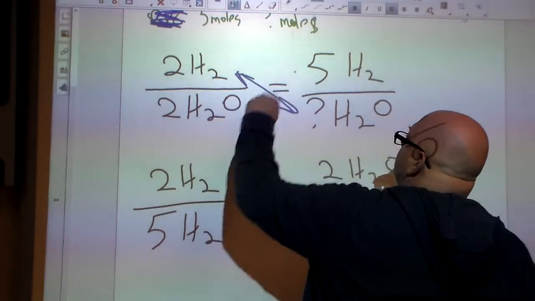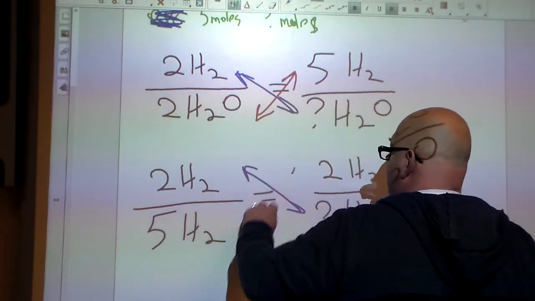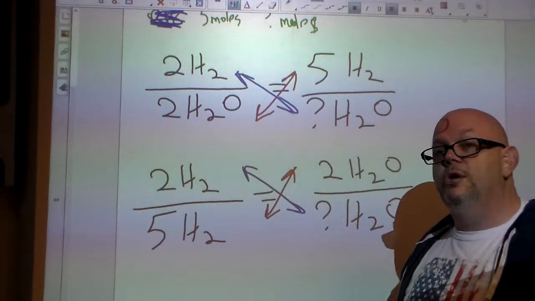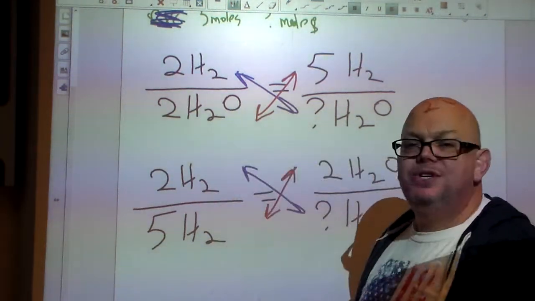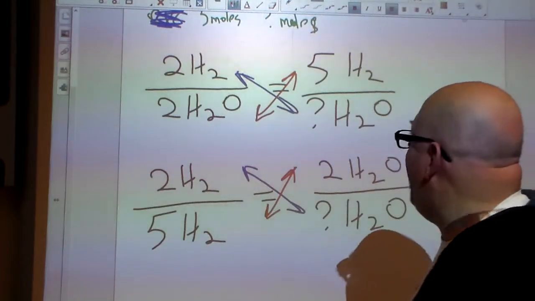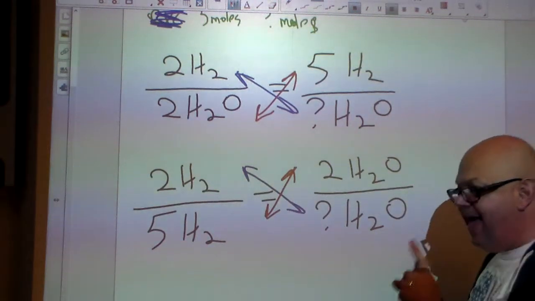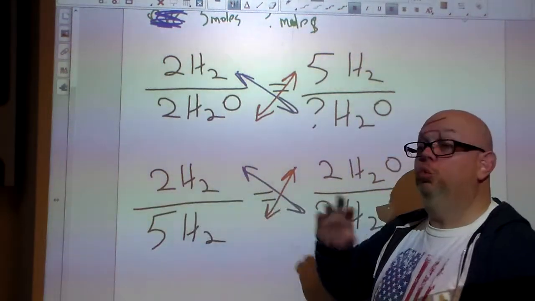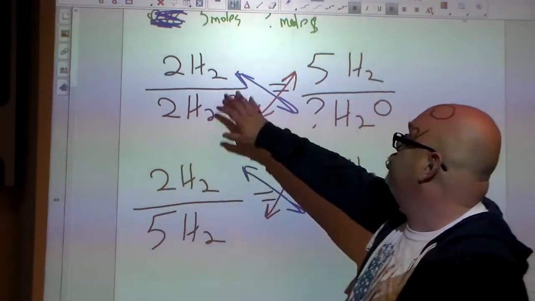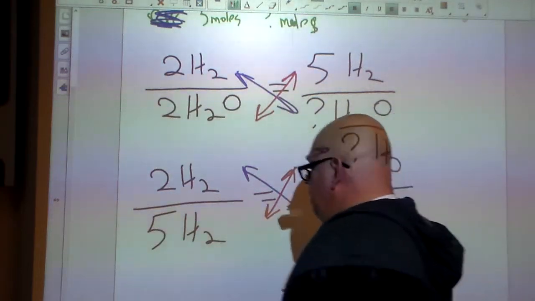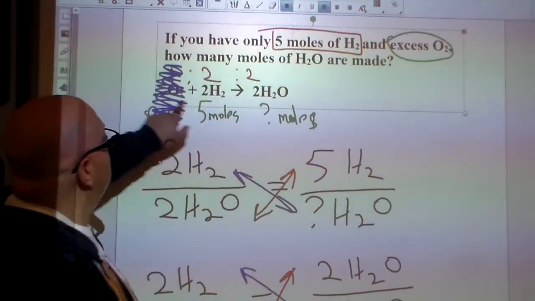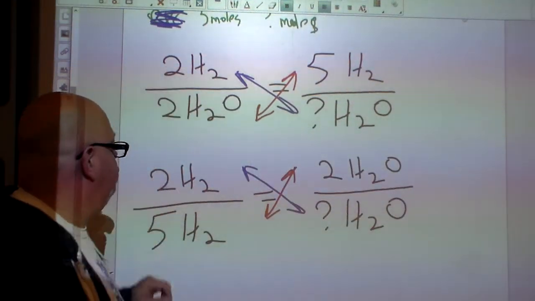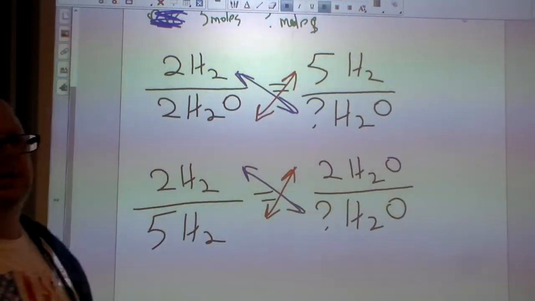We can cross multiply and divide. Now, here's the kicker, boys and girls. It doesn't matter which way you set it up, as long as, and that's the key, that whatever is the original ratio, the 2 to 2, which we got from our original equation here, you make sure you have it set up where you're consistent.